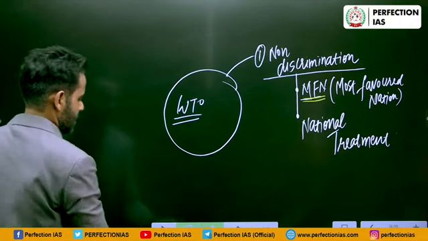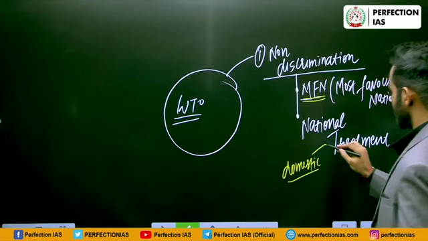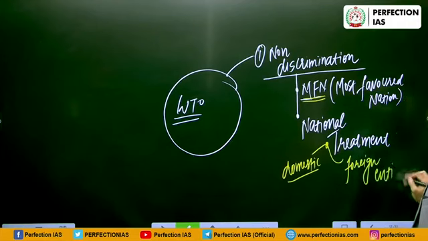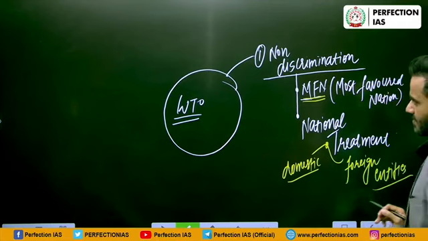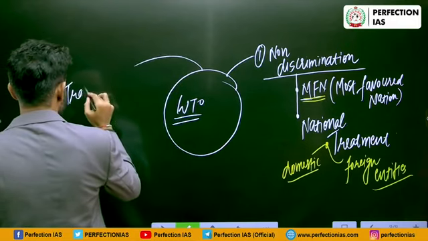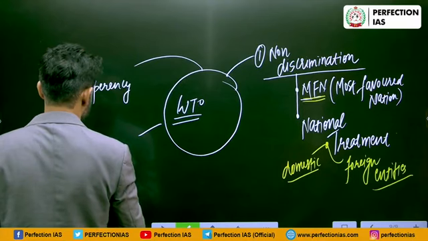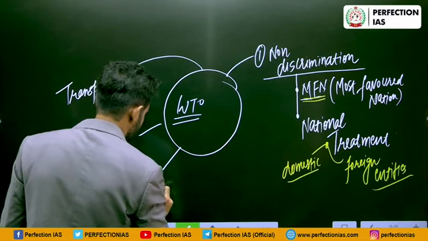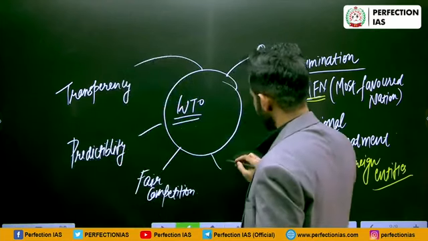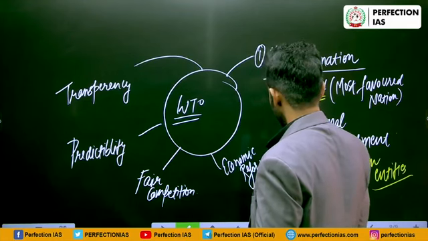Second component is national treatment. National treatment means the domestic entities will be given the same treatment as foreign entities. That means there should not be any discrimination among them. So these are the two components of non-discrimination. Apart from that, WTO also focuses on transparency, predictability, fair competition, economic reforms, and development.